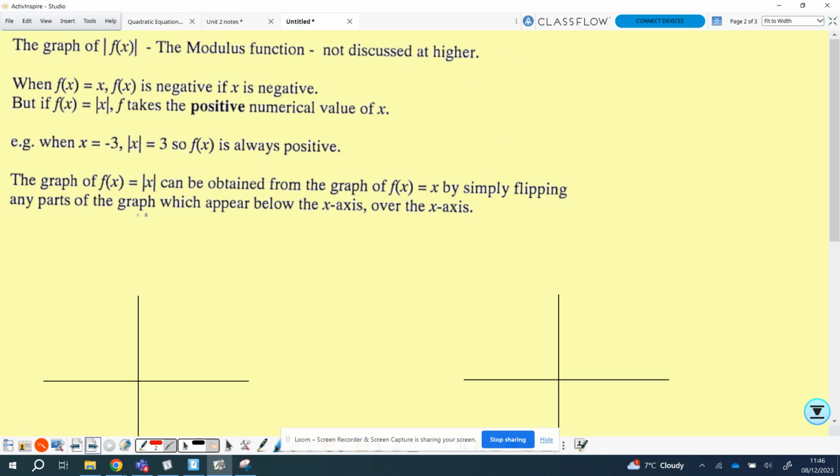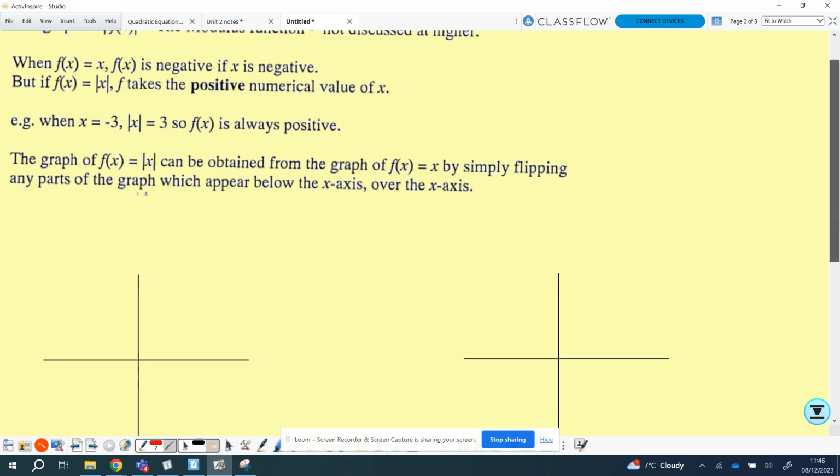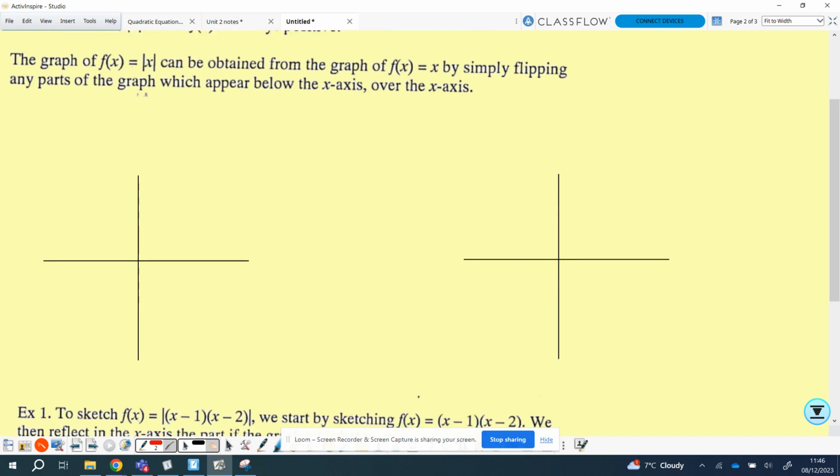And there's an example. So when x is negative 3, the modulus of that would be 3, always positive there. Okay. Now, the best way to treat these questions is, it can always be obtained from the original graph by simply flipping any parts of the graph which appear below the x-axis, you flip them above. Okay, you're changing the sign of the y values here. And a lot of times it is better to actually draw the original graph first as well.